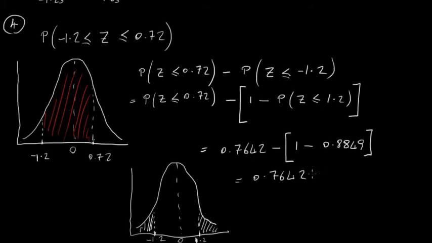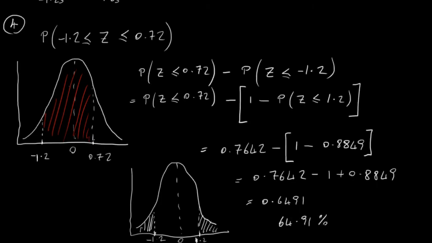Okay, so now we just need to do 0.7642 minus 1, and then minus here is plus 0.8849. So we can do this on our calculators or whatever way you like to do it, and the final result for that will be 0.6491.